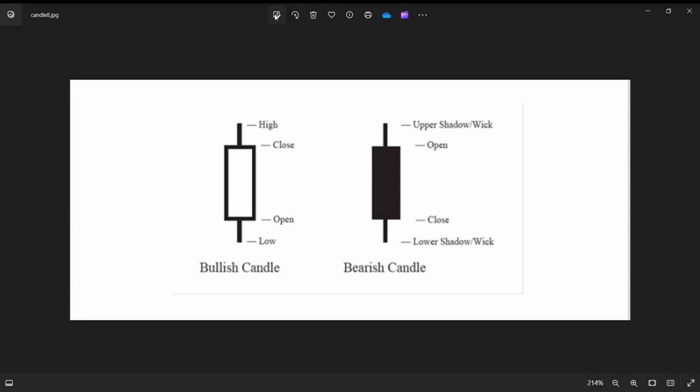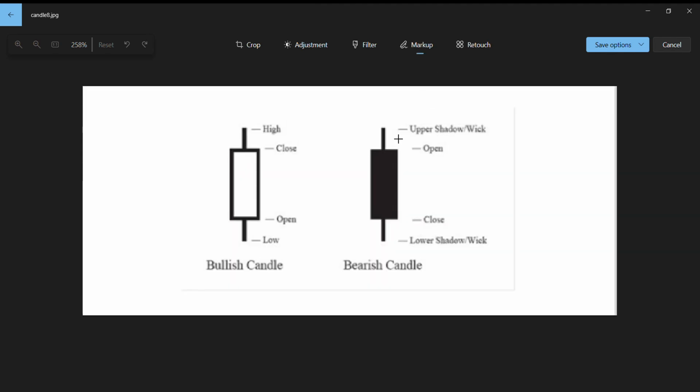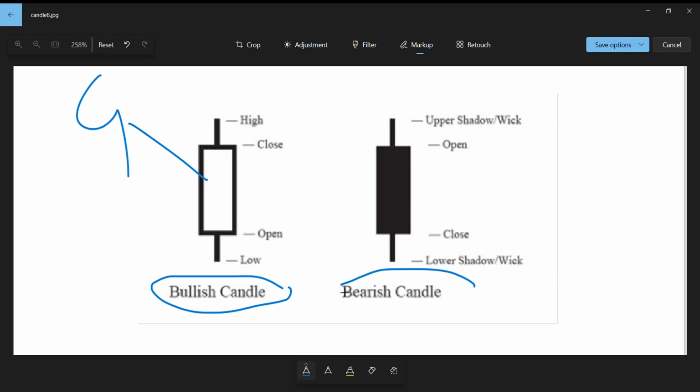So, I apply my markup. All right, load my markup. Now, if you look at this candle chart in this picture, this is a bullish candle. We have seen bullish before because it is a green candle, and we have seen bearish before because it is a red candle. Now, what I want to explain here is this.